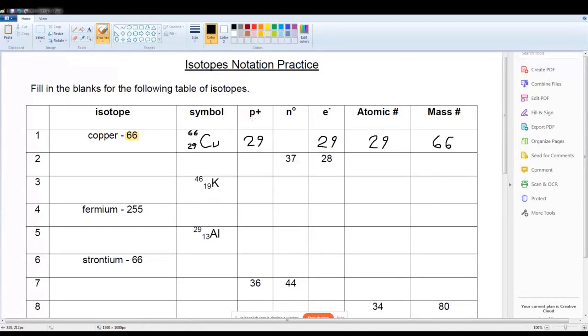Now, how many neutrons are present in this particular isotope? How many neutrons are present? 37, absolutely. Exactly, 66 minus 29. Because mass minus the number of protons is going to give you the neutrons. Neutrons plus protons gives you the mass. So, 37, absolutely.